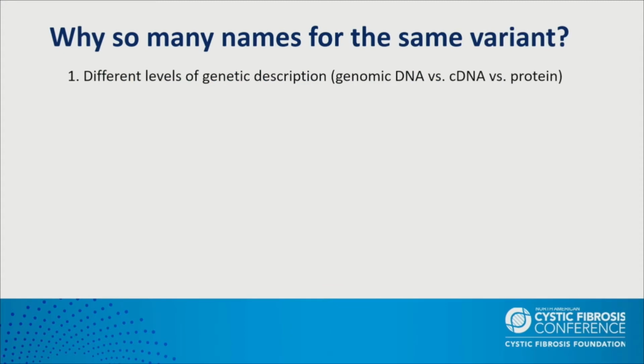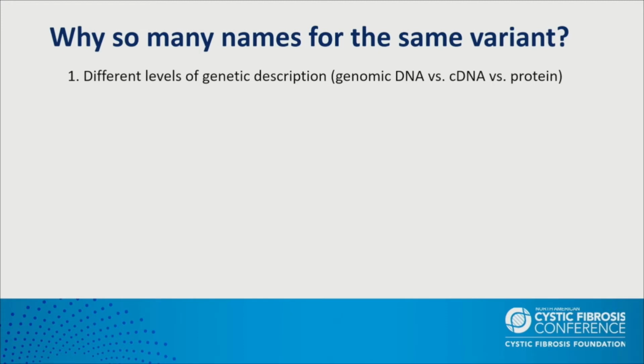So first, one of the reasons that this becomes really complicated, and why a lot of times providers looking at reports will come away with some sense of like there's just a lot of gobbledygook, a big block of random codes and symbols, is that at any given position in the genome, you can describe a variation at multiple levels.